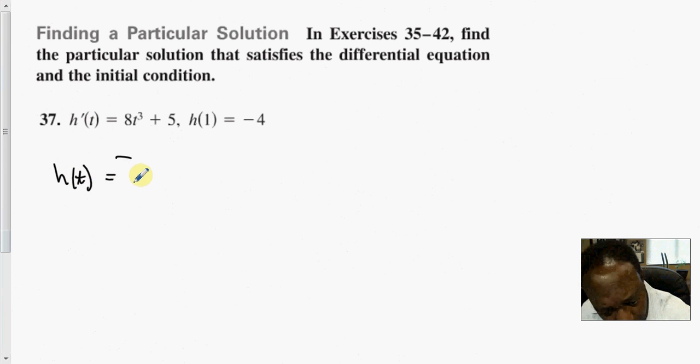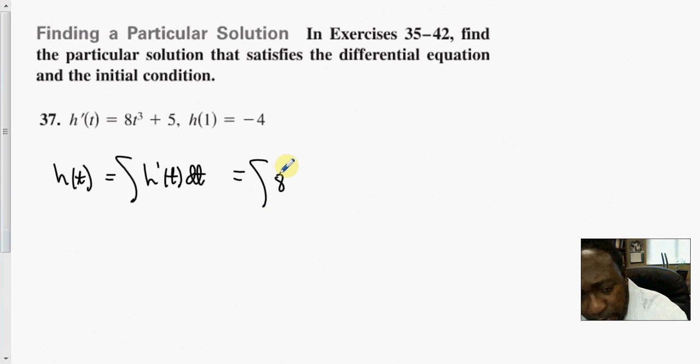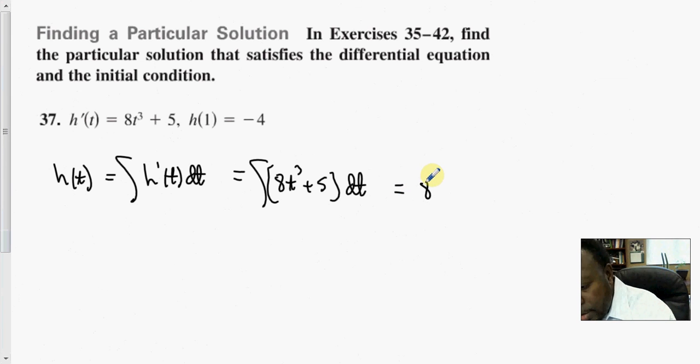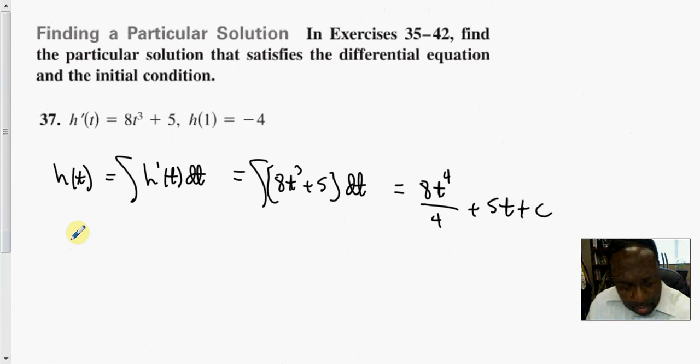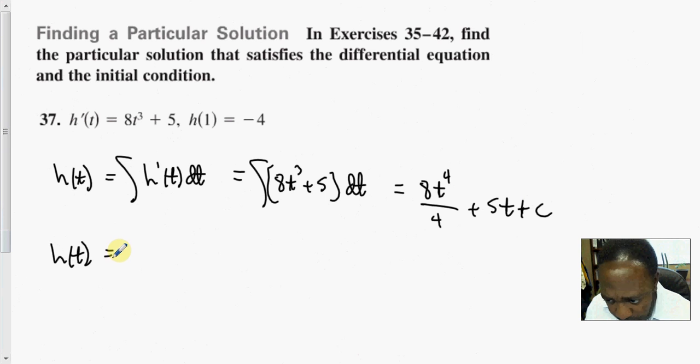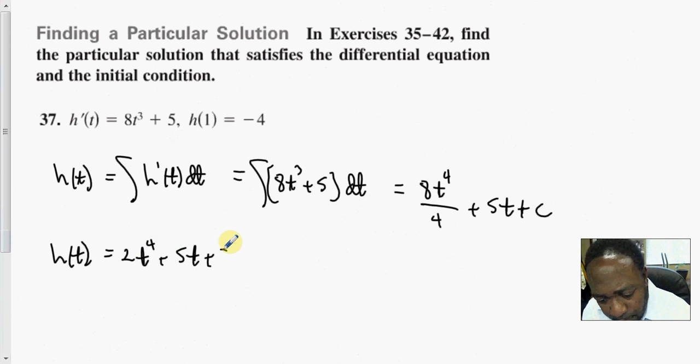So here, h of t will be the integral of h prime of t, because the integral is the inverse of the derivative, right? So this is the integral of, well, h prime is this 8t to the third plus 5 dt. You integrate this. This is 8t to the fourth divided by 4 plus 5t plus some constant. So h of t is equal to 2t to the 4 plus 5t plus c.